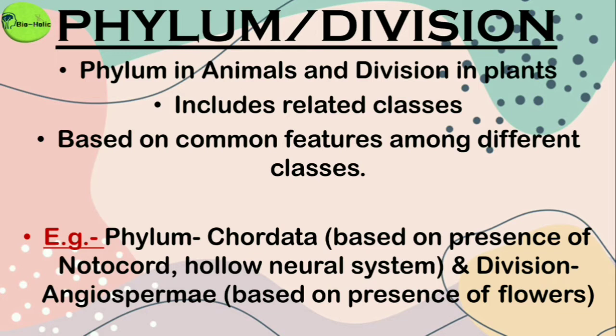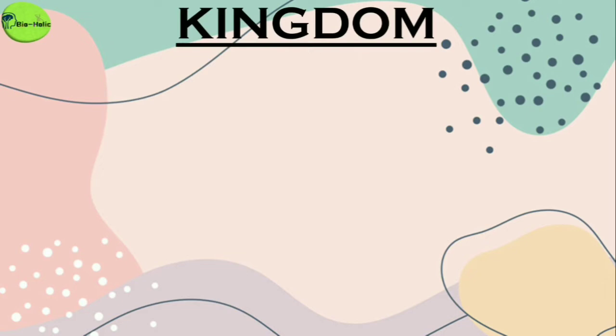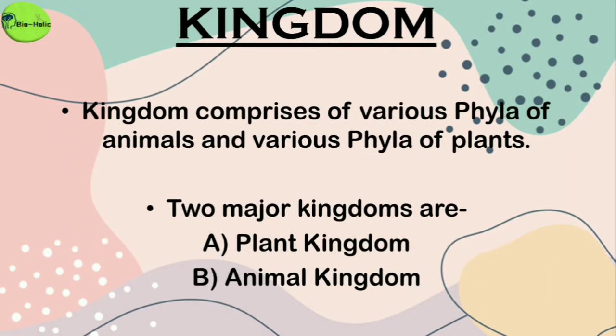Okay? Now the next one is kingdom, which is the highest rank of the categories. So the kingdom comprises various phyla of animals and various phyla of plants. So there are two major kingdoms, basically plant kingdom and animal kingdom.